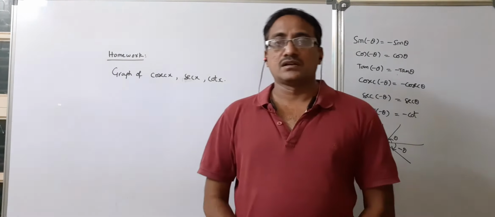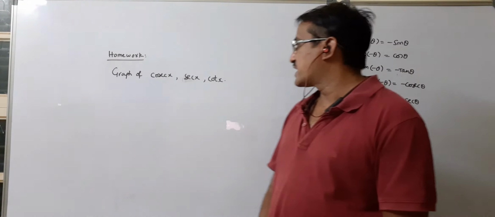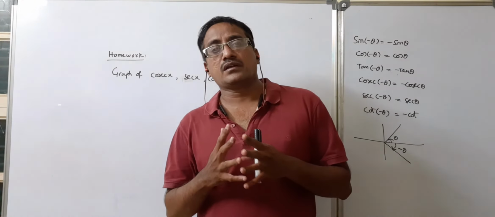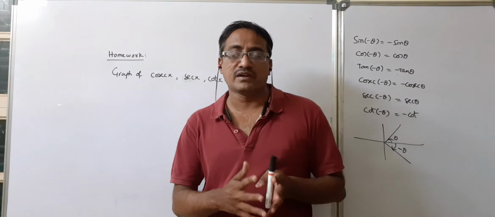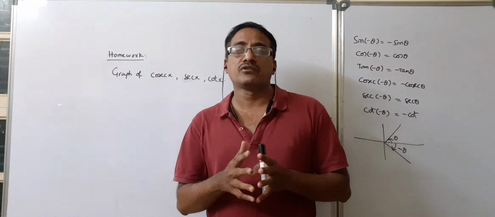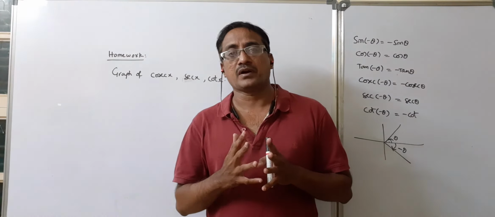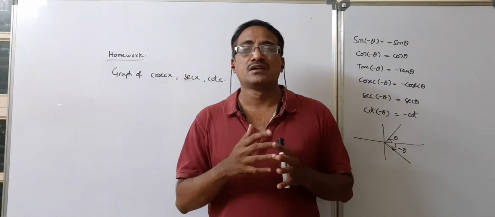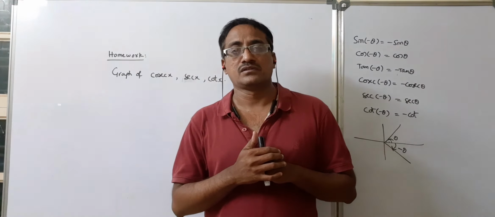As homework, you can try the graphs of cosecant x, secant x, and cot x. Remember that if at a particular point the graph is not going to be defined, that means you are having infinity. At that point, you need to draw a vertical line. That is a very, very important point. You can try these graphs and post them to me through WhatsApp. And in the next class, I am going to discuss these graphs also. Thank you very much.